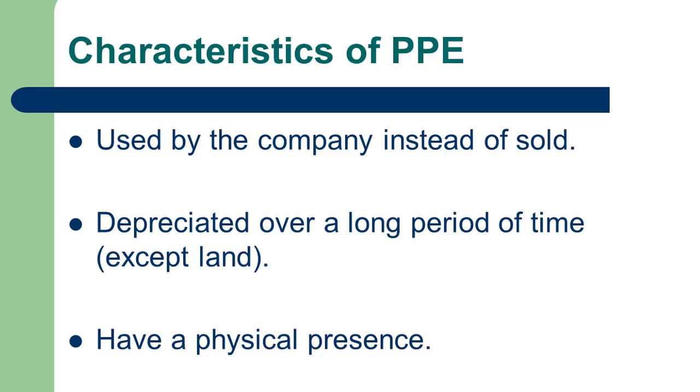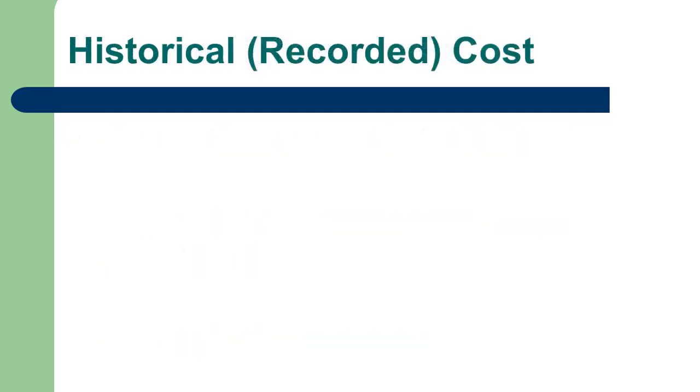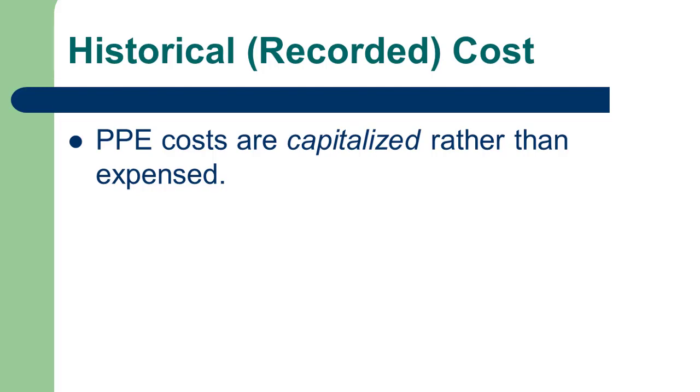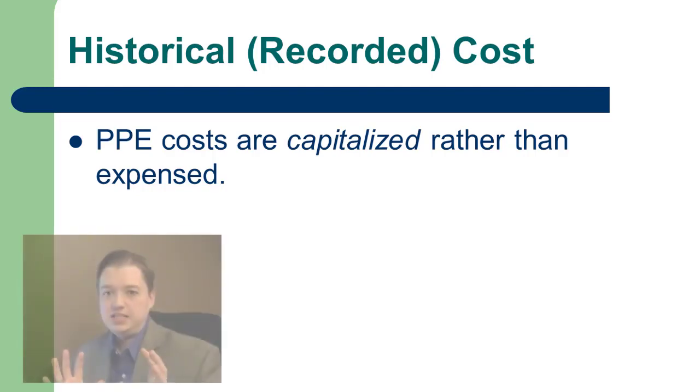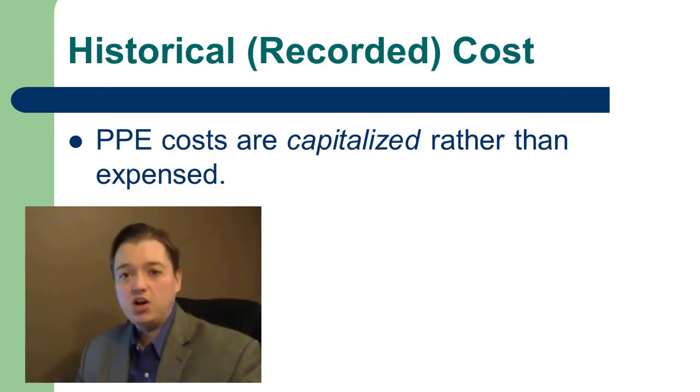With these characteristics in mind, let's transition a little bit and talk about what actually shows up in those asset accounts. The idea here is that we're going to capitalize some of our costs, and this idea of capitalization is one of our key concepts. You have to be familiar with this idea. We use the term a lot. What capitalization means is that instead of expensing a cost, we put it into a long-term asset account.